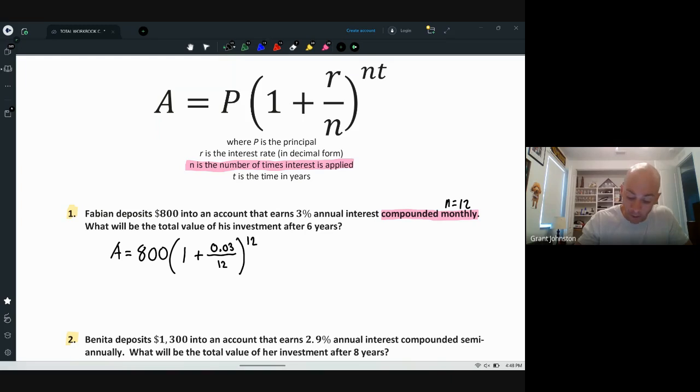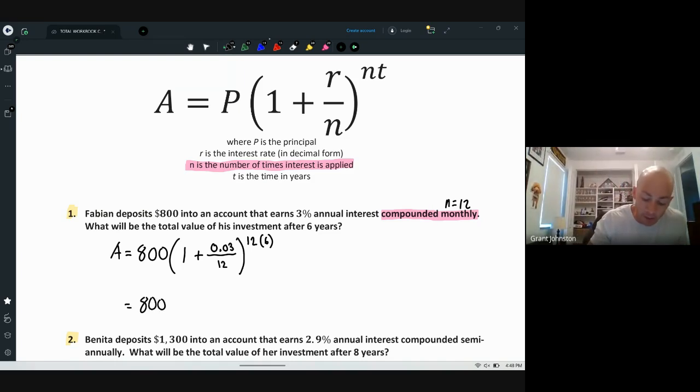Now, N is 12, right? 12 is our N, and our T is 6. So 12 times 6. So that's the setup. So if you need to pause and look at it for a second to see where I got everything, go ahead and do that. So now we just got to solve it.